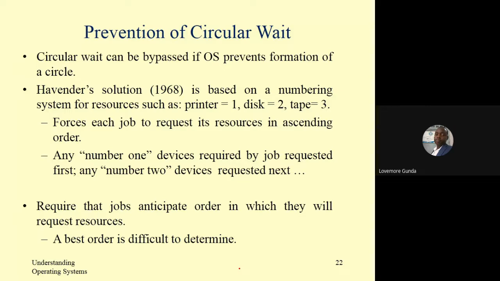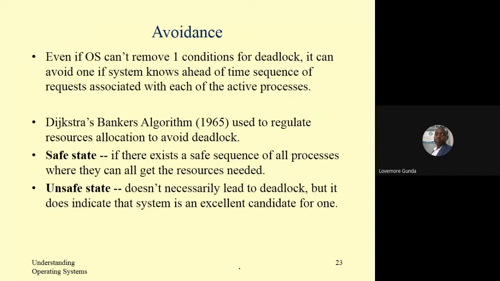So in this case, the requirement is that the process should anticipate the order in which it will need the resources. So what does it mean? If it needs the 3 resources, then it says this is my resource number 1, this is resource number 2, resource number 3. So what it means is as long as it has not used the resource number 1, resource number 2 and 3 are still free to be used by other processes, right?